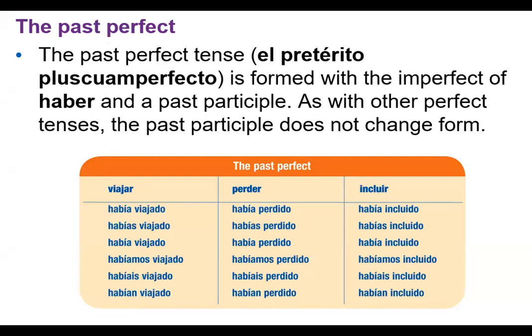All we did was change the conjugation of haber. We're doing the same thing here. We're just changing the conjugation of haber. We used it in the present tense, and then we use it in the present subjunctive. We use it in the present tense for the pretérito perfecto. We use it in the present subjunctive for the pretérito perfecto de subjuntivo. And now we're going to use it in the imperfect tense for the pluscuamperfecto. So we will just conjugate haber in the imperfect.